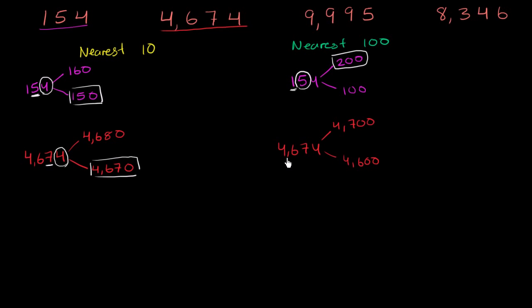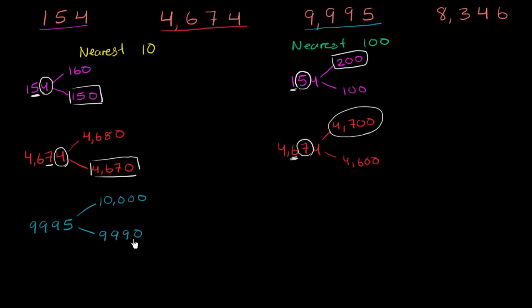If we're trying to think about rounding to the nearest 100, we want to look at the tens place. The tens place is 5 or greater, so we round up to 4,700. Now let's tackle 9,995. And once again, always try to pause these if you haven't done so already to try to do this on your own. So 9,995. What is the multiple of 10 below this? Well, the multiple of 10 below this is 9,990. And what's the multiple of 10 above this? Well, if you increase this by 10, you actually get to 10,000.